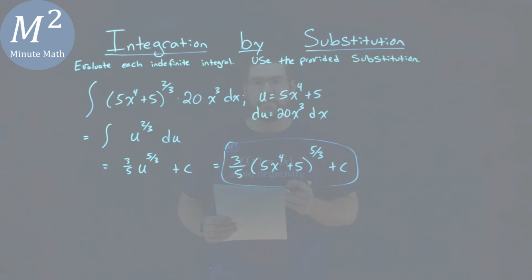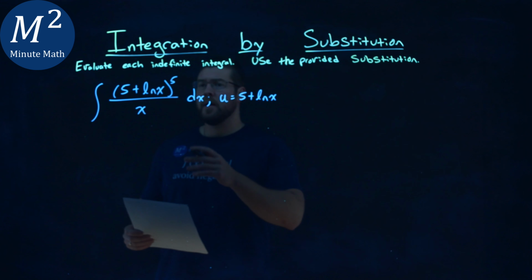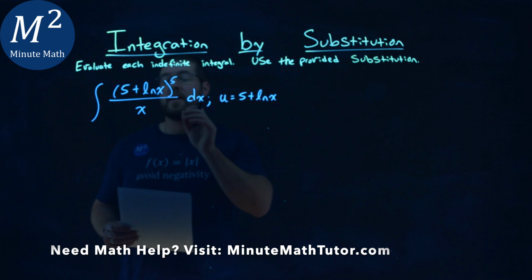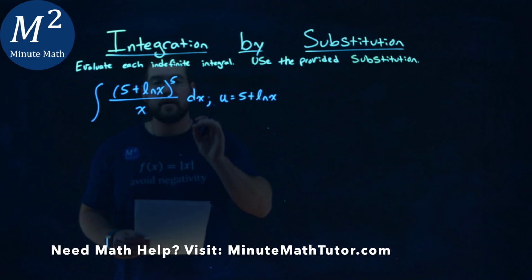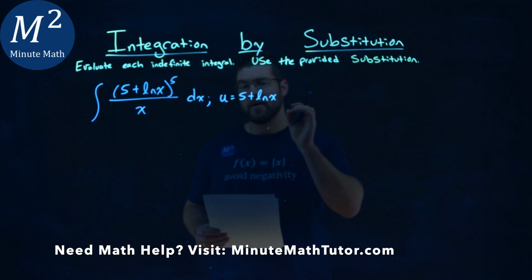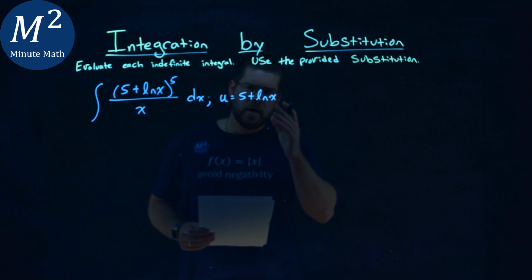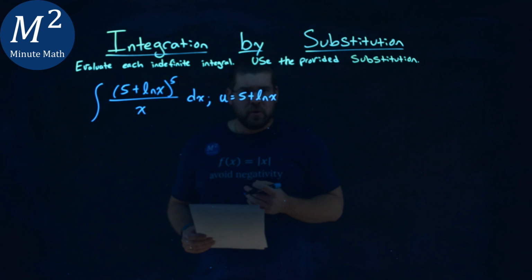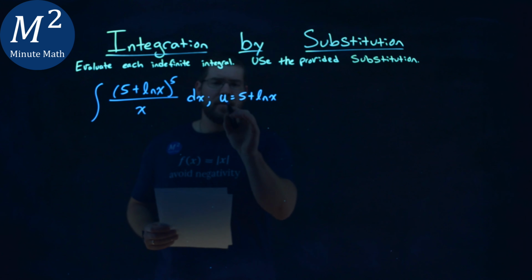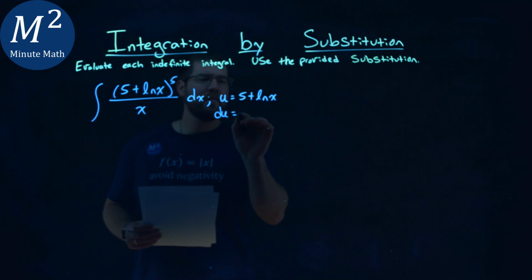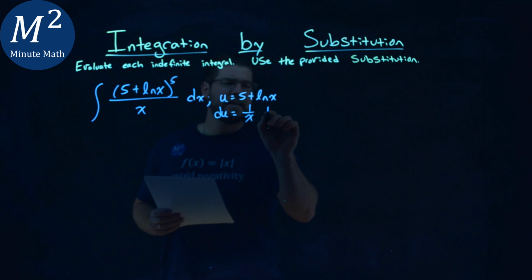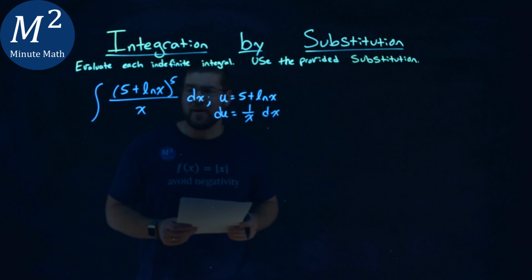We're given this problem right here, the integral of 5 plus natural log of x to the fifth power all over x dx. And we're given a u value of 5 plus natural log of x, and we have to evaluate this indefinite integral. Since we're given a u value, I want to find my du value, the derivative. So the derivative of 5 plus natural log of x is just 1 over x dx, the derivative of natural log of x. Don't have to worry about the 5 there.